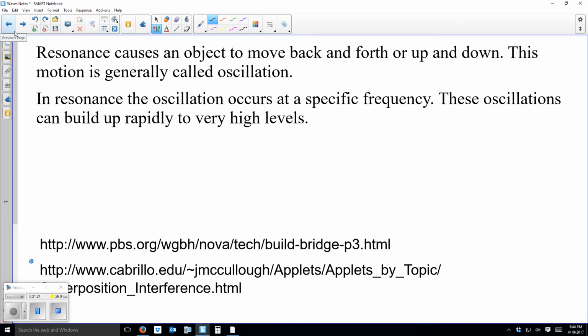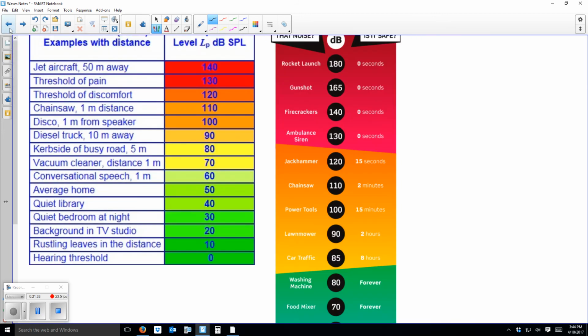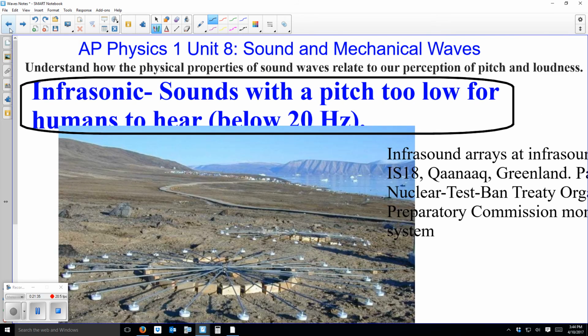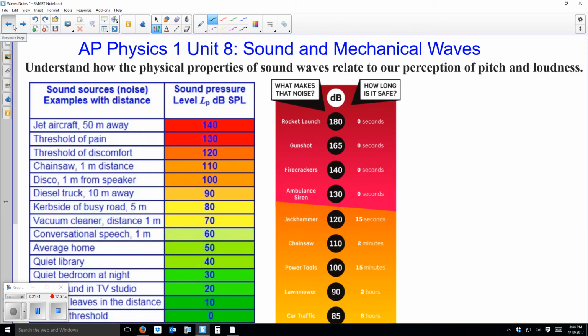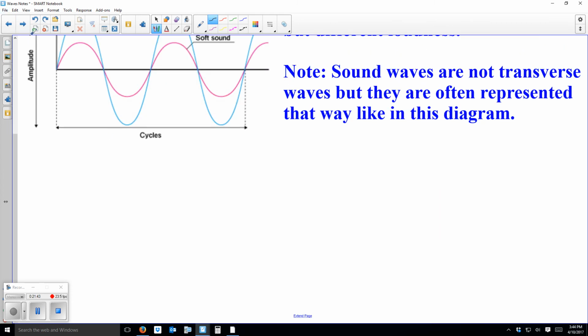Let me just go back and double check, make sure I didn't miss something important here I thought I had. It might be later on. Not there. I think I'd do it later. Okay.